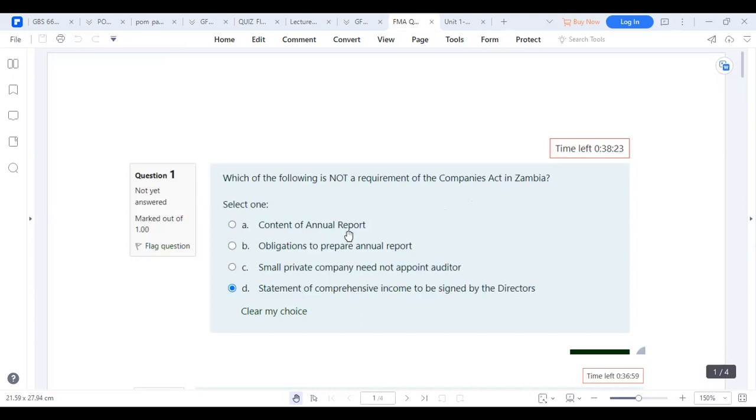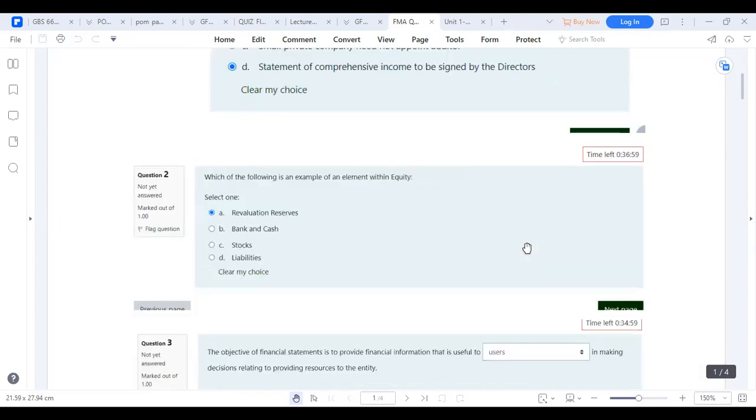The options are: content of the annual report, obligation to prepare an annual report, a small private company needing to appoint an auditor, and the statement of comprehensive income to be signed. Which one is not a requirement? The statement of comprehensive income must be signed by the directors, so that is a requirement of the Companies Act. But it is not the job of the Companies Act to determine the content of the annual report, the obligation to prepare it, or whether a small private company should appoint an auditor.